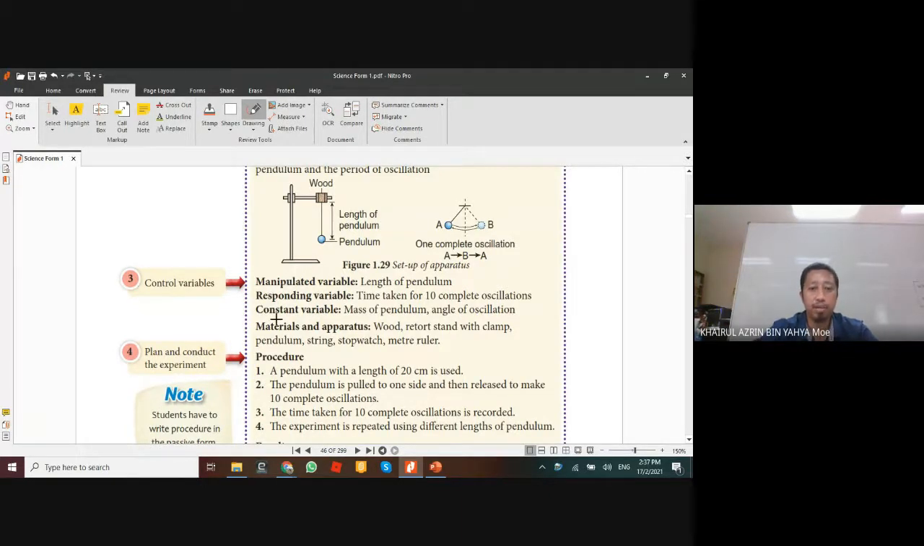And then constant variable, yang tidak berubah. Like this one, mass of pendulum. Ini pendulum ni kita tak ubah, pakai yang sama saja. The same pendulum. And then number 2 is the angle of oscillation. Angle is this one, sudut, the angle of the oscillation. Meaning we drag it to the same angle, even though the length of the pendulum here is different.